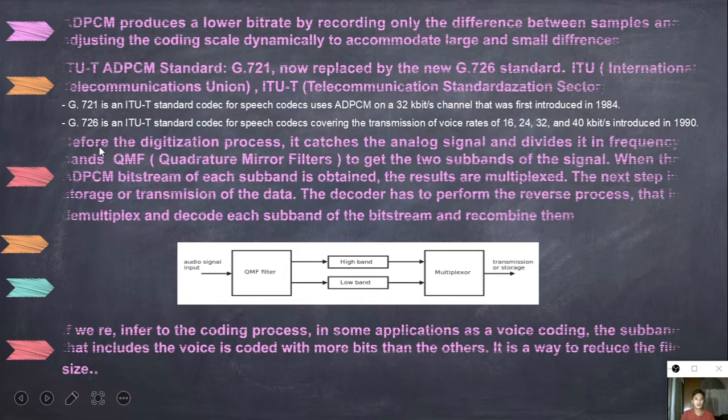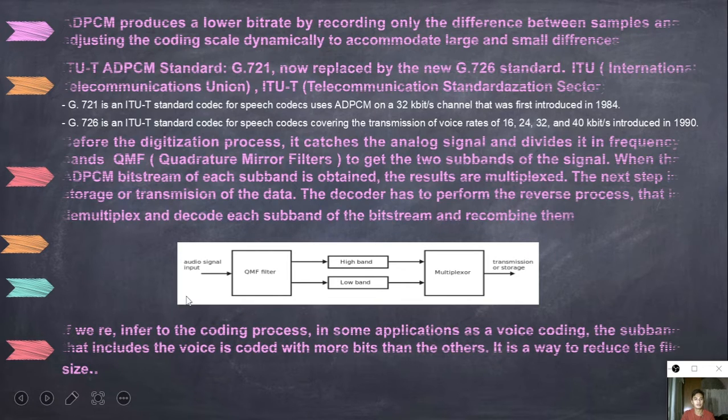Before the digitization process, it catches the analog signal and divides it into frequency bands using QMF, or quadrature mirror filters, to get the two subbands of the signal. When the ADPCM bit stream of each subband is obtained, the results are multiplexed. The next step is storage or transmission of the data. The decoder has to perform the reverse process, that is, demultiplex and decode each subband of the bitstream and recombine them.